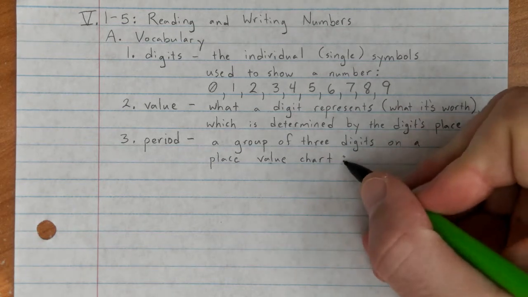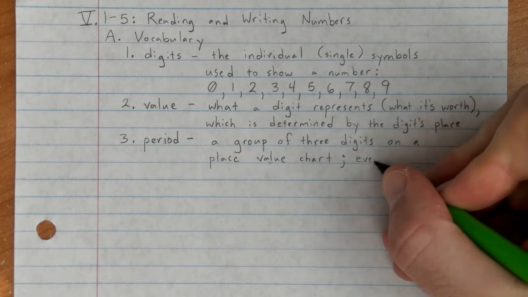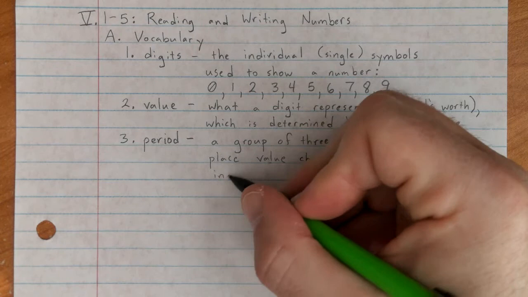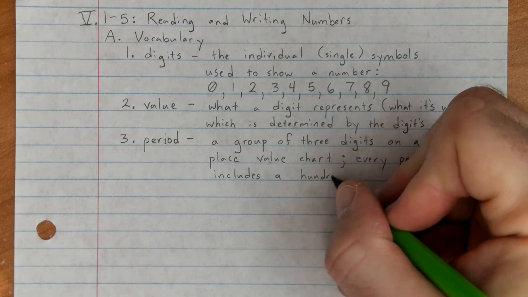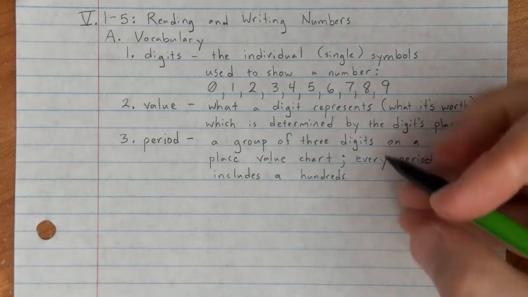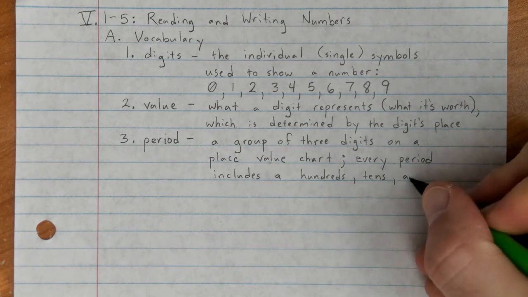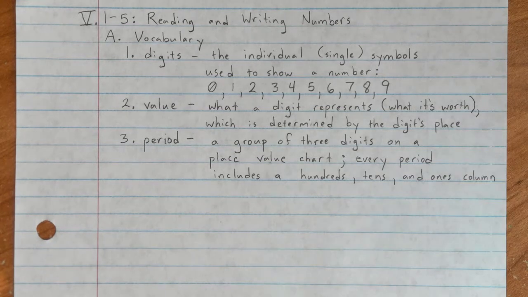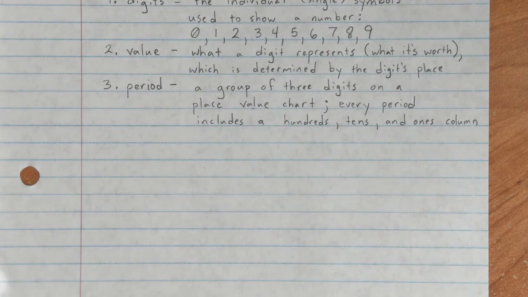Okay. And there is a pattern to the way that these periods are set up. Every period includes a hundreds place, a hundreds column, let me say that, a tens column, and ones. And I'll squeeze the word column in at the end. I didn't leave myself quite enough room, but that's okay. Every period is made of ones, tens, hundreds.